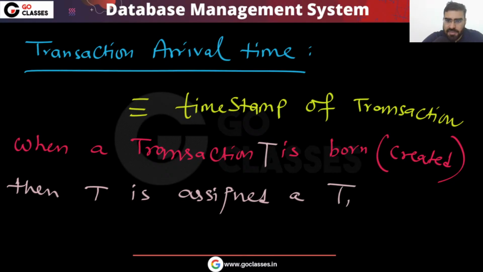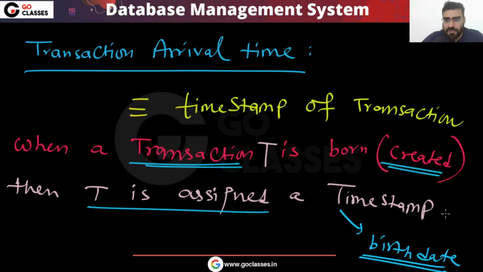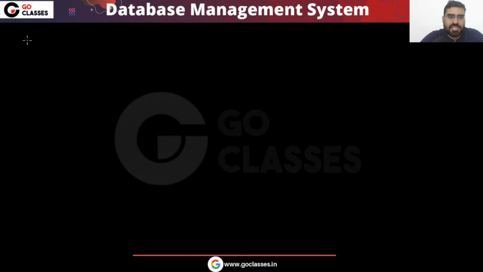It is like a birth date. This timestamp is similar to the birthday. So when a transaction is born, when a transaction is created, the transaction is assigned a timestamp. And of course, this timestamp will always increase.